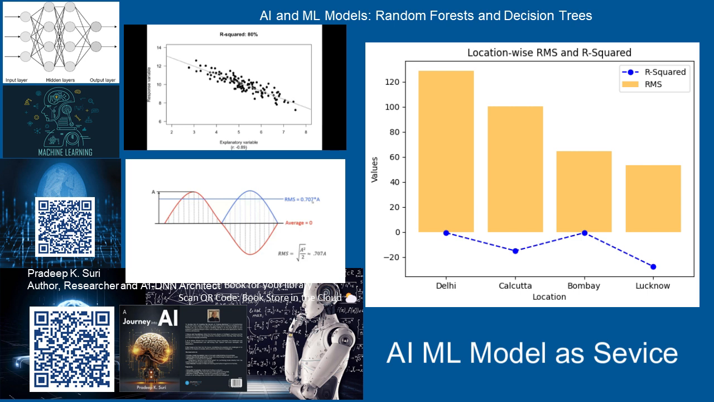3. Decision making. By analyzing RMS values, management can make informed decisions about where to allocate resources or implement improvements. For instance, if one location has a significantly higher RMS value compared to others, it might need additional support or process optimization.